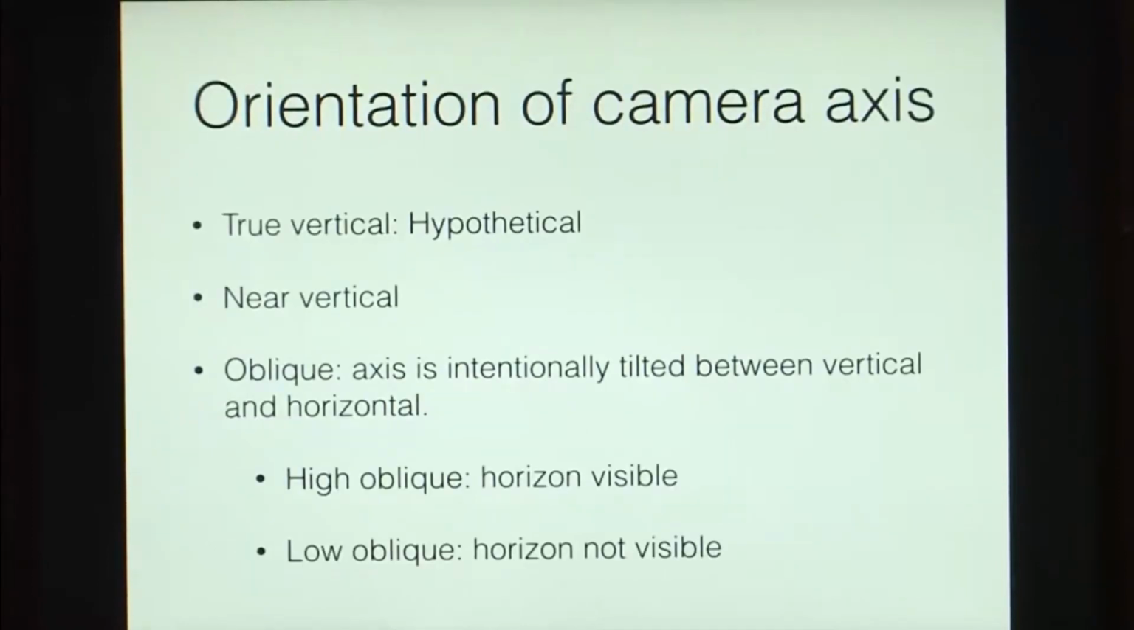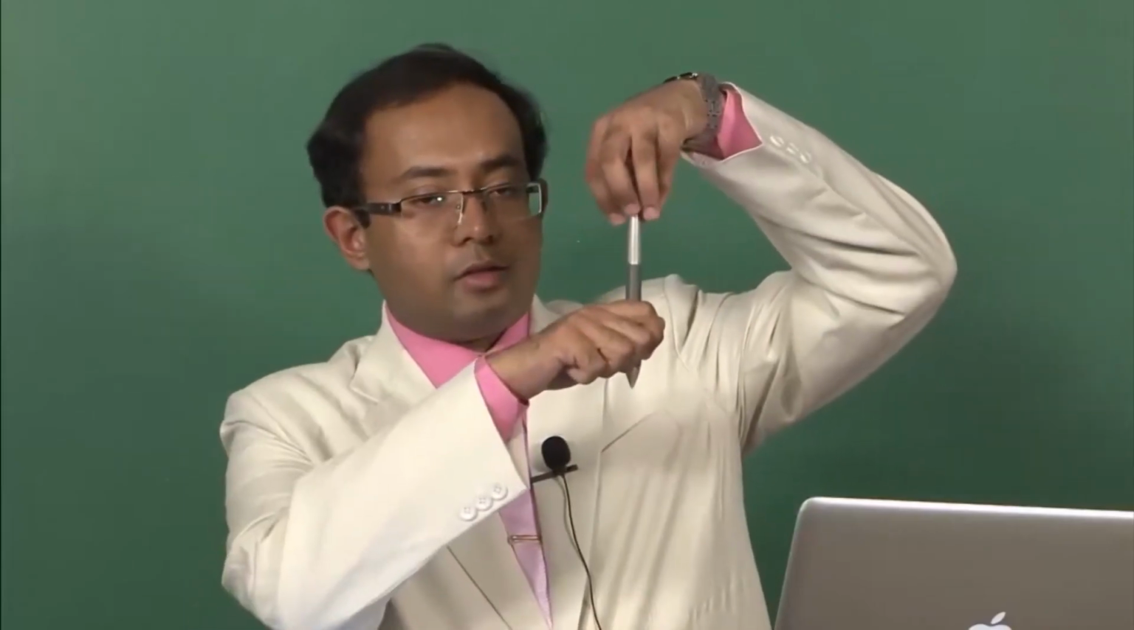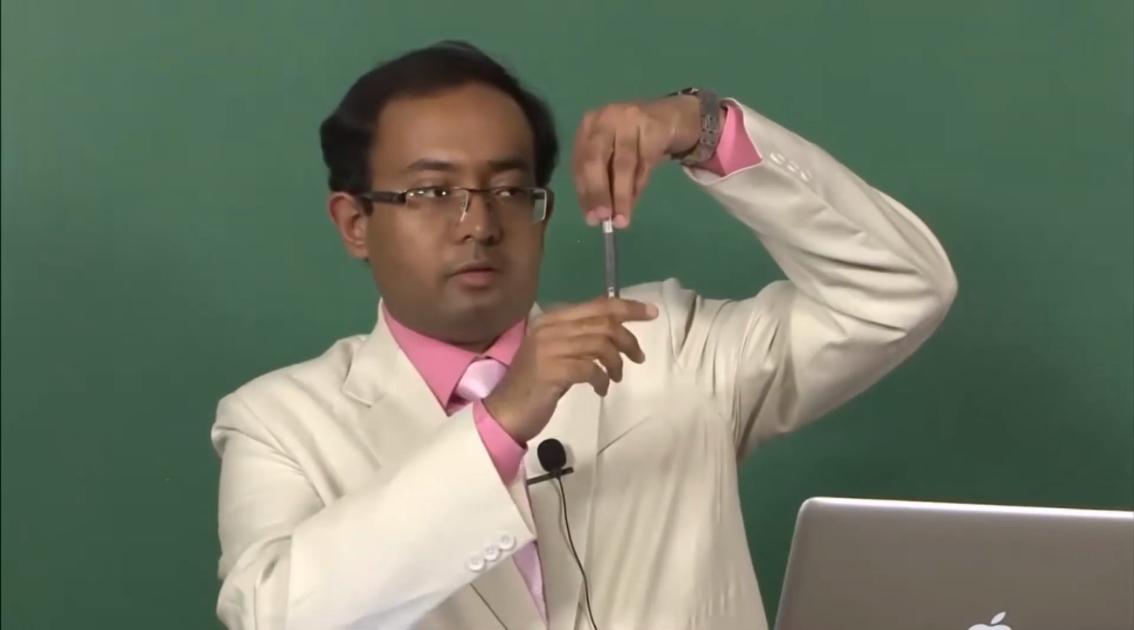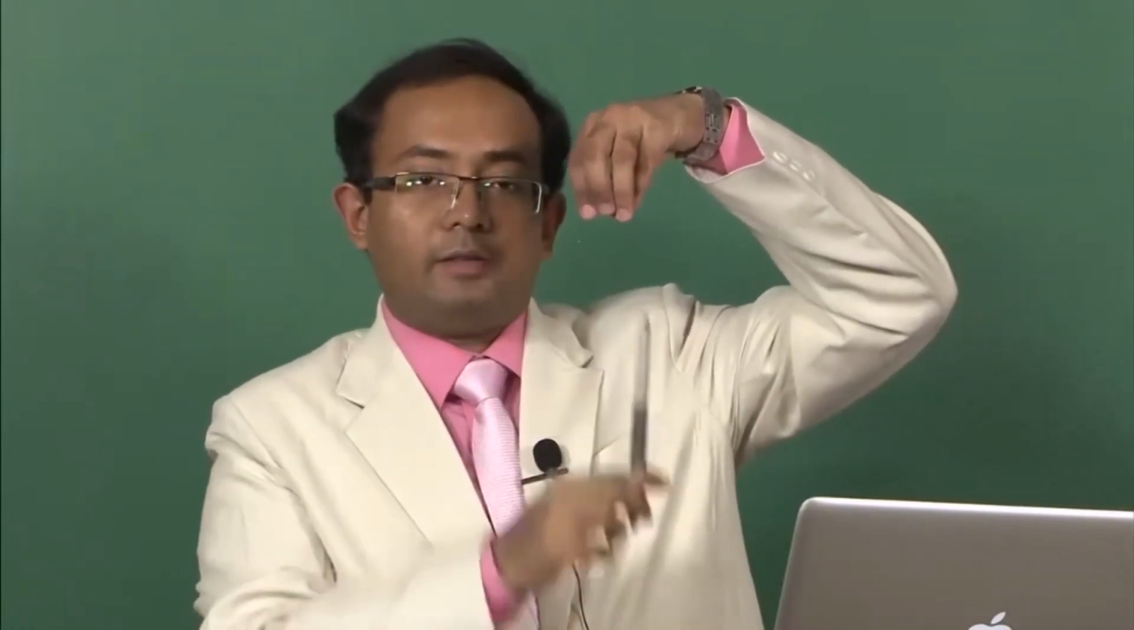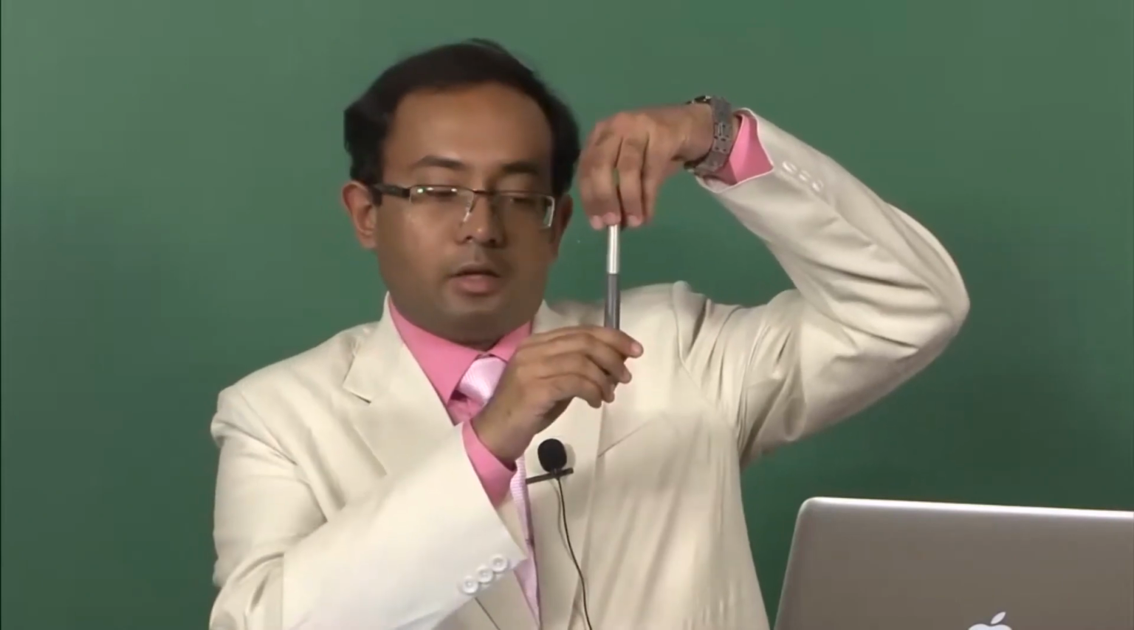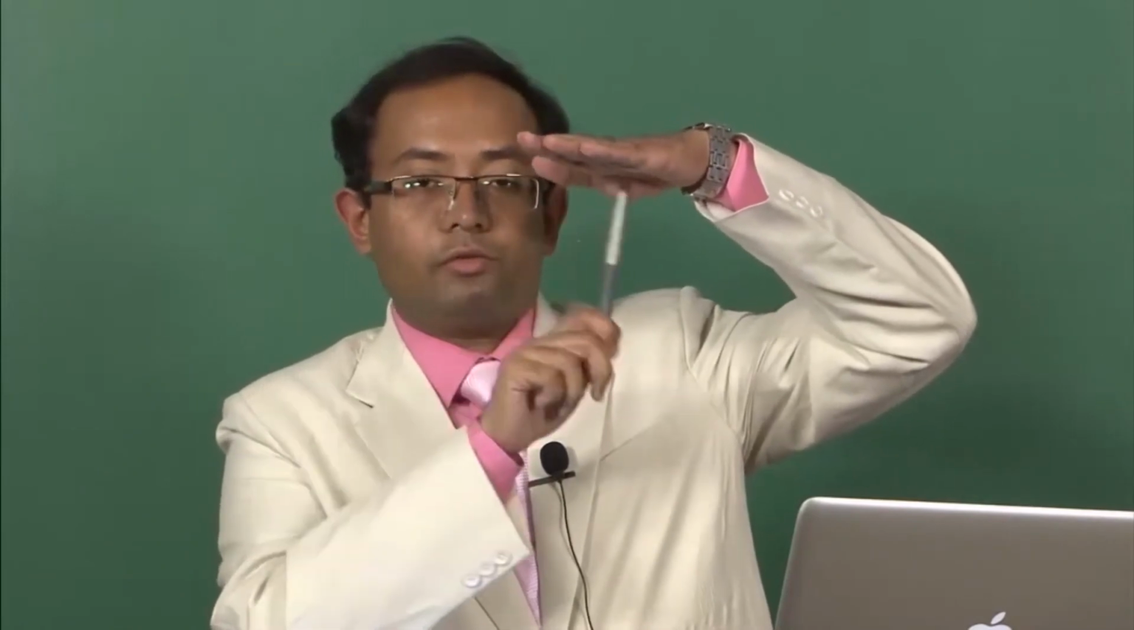Next, we have orientation of the camera axis. Orientation of the camera axis can give us 3 things. True vertical. In the case of a true vertical photograph, your camera is mounted looking downwards, and the axis of this image, or the axis of the light rays that are going inside the camera, would be perpendicular to the ground surface and perpendicular to the surface of the film. But a true vertical is a very hypothetical situation. We normally do not get it because your planes might be tilting and twisting while they are in the flight.